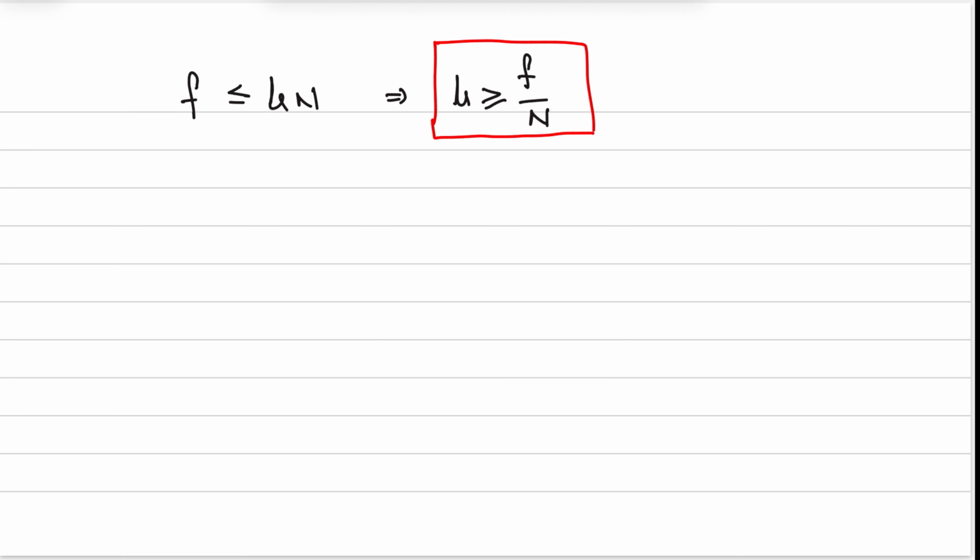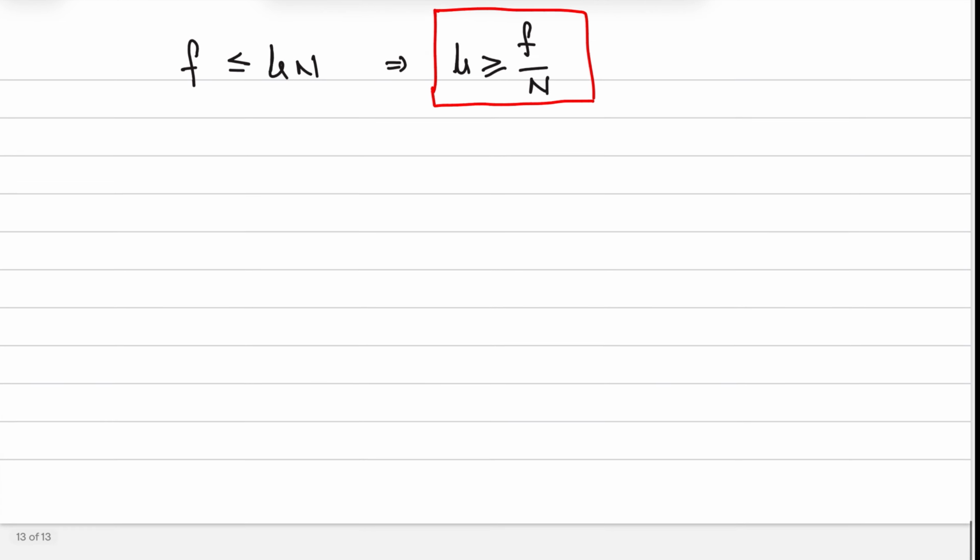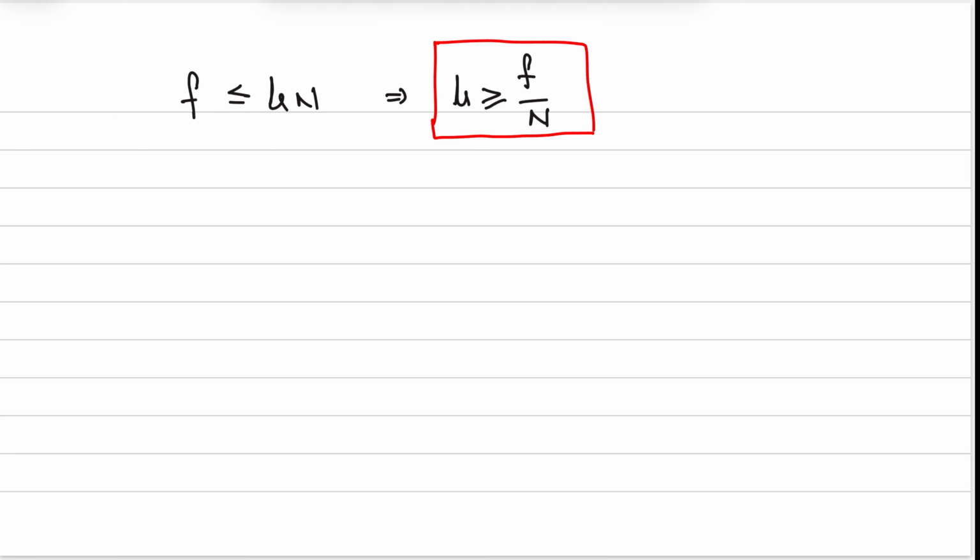This force is nothing but mu into n, the frictional force. We know that the frictional force should be less than or equal to mu into n, because we have to find the coefficient of friction. That is, mu should be greater than or equal to F by n. Now we have the value of F and the value of n, so mu should be greater than or equal to, what is F?